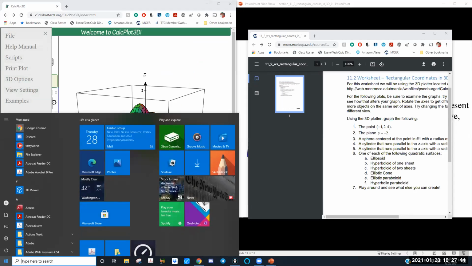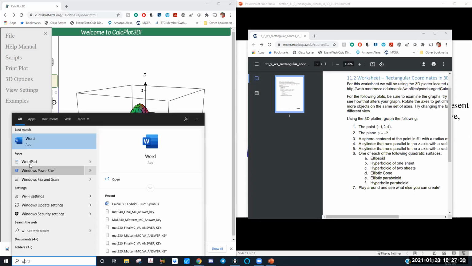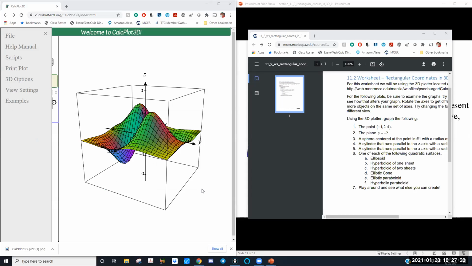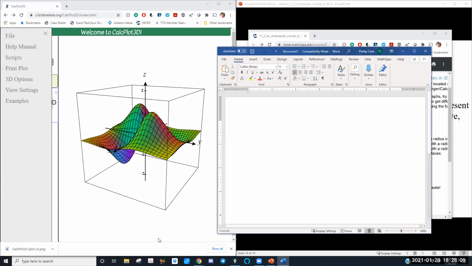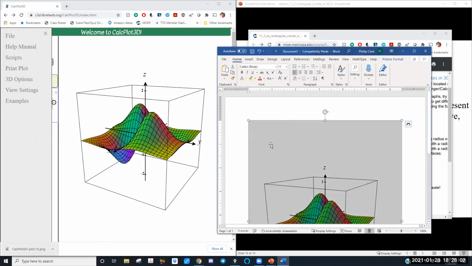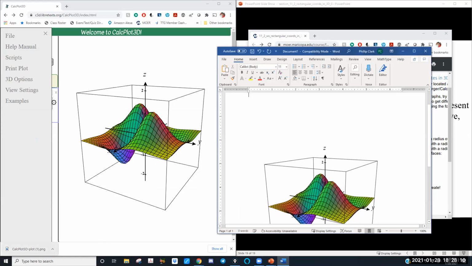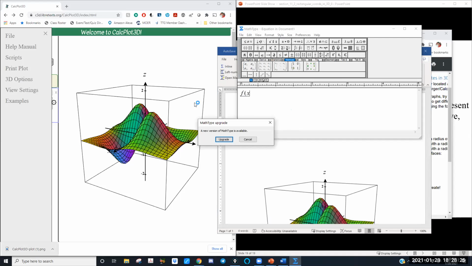And then you're going to want to open up a word processor. So for me, I'll open up Microsoft Word. Sorry, I should have had this open. You could use Microsoft Word. If there's another processor you like, that's totally fine. I recommend Word just because it's what I'm familiar with. And what I can do now is I can bring over my plot, and I can type in here and say, this is number 1, plot of function. And then you can actually even use the math editor if you want to put in the math. I'm not going to put in the function because I don't want to use up our time for that.